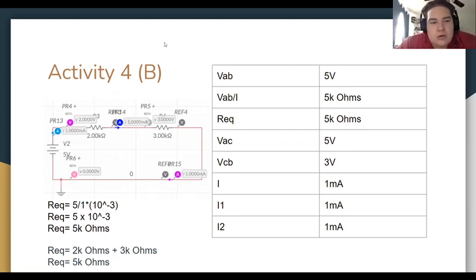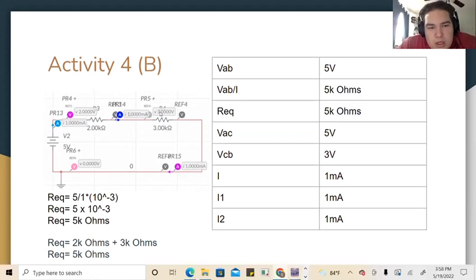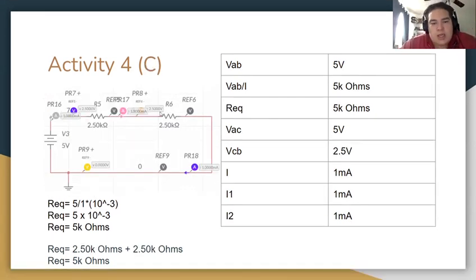And now scenario C. In scenario C, everything is basically the same. The current is the same, 1 milliamp. The total voltage is 5 volts. The formula is also 5K ohms. The only thing that changes is the voltage from C to B, which is 2.5 volts.